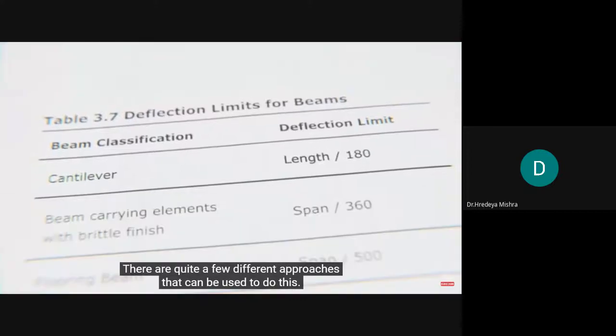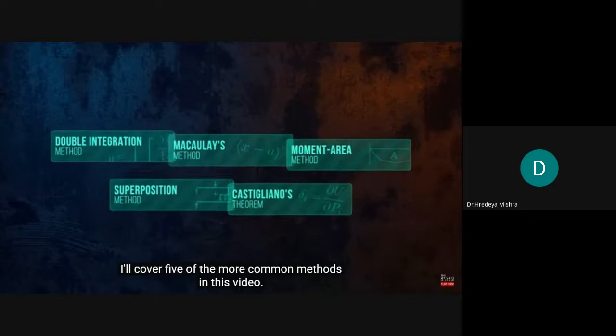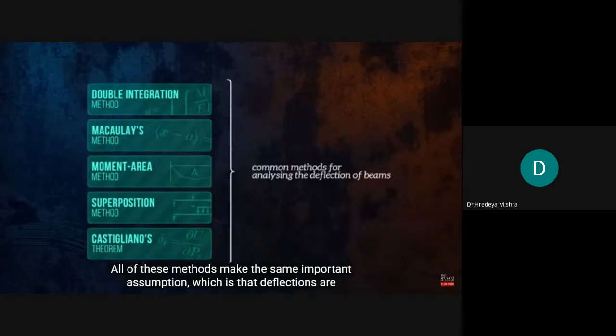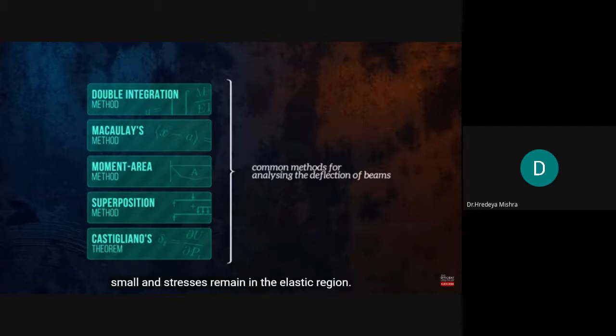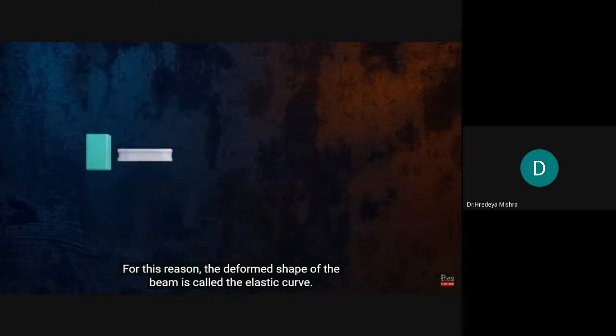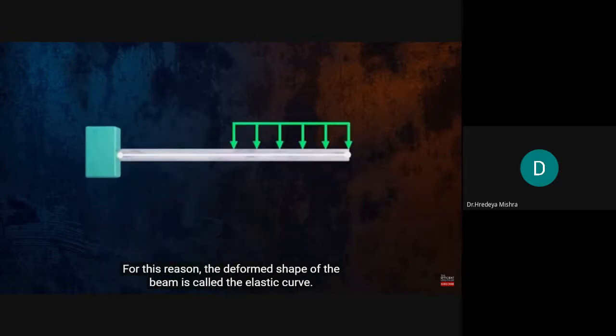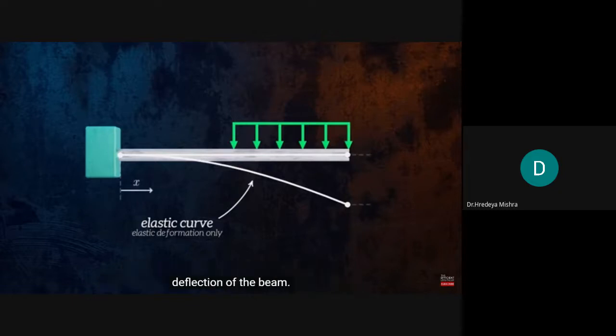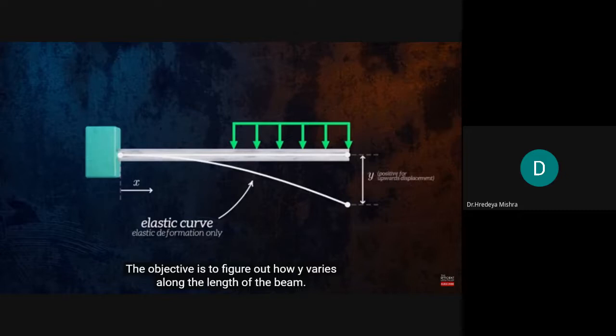There are quite a few different approaches that can be used to do this. I'll cover 5 of the more common methods in this video. All of these methods make the same important assumption, which is that deflections are small and stresses remain in the elastic region. For this reason, the deformed shape of the beam is called the elastic curve. We can define x as the distance along the axis of the undeformed beam, and y as the vertical deflection of the beam. The objective is to figure out how y varies along the length of the beam.